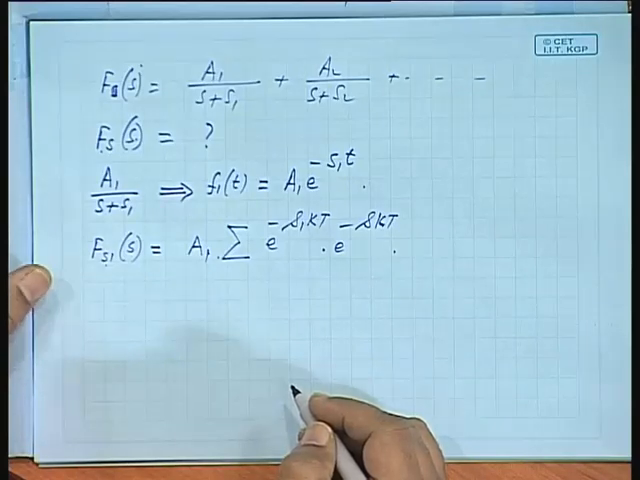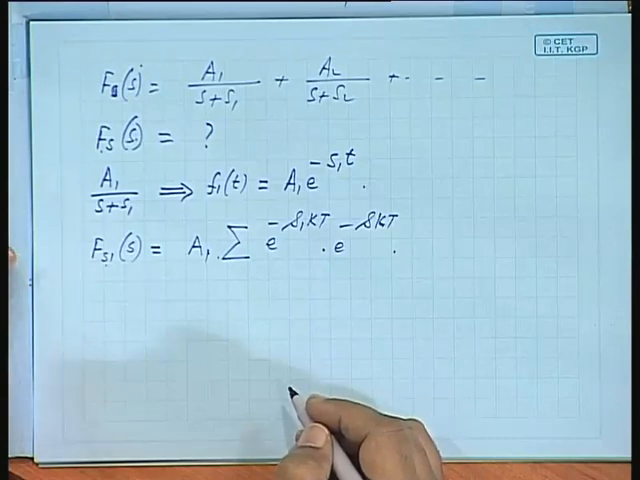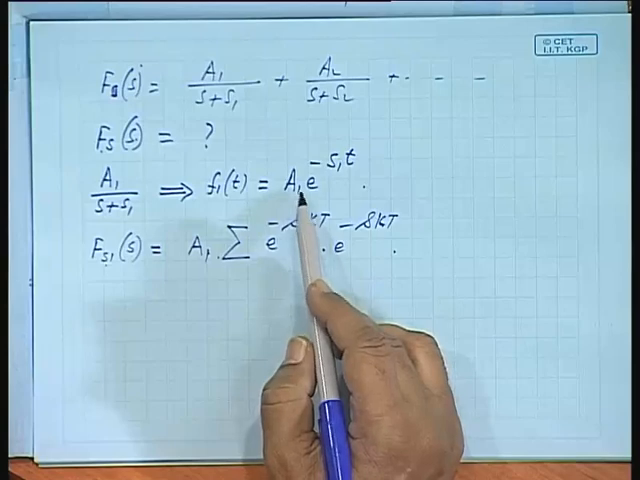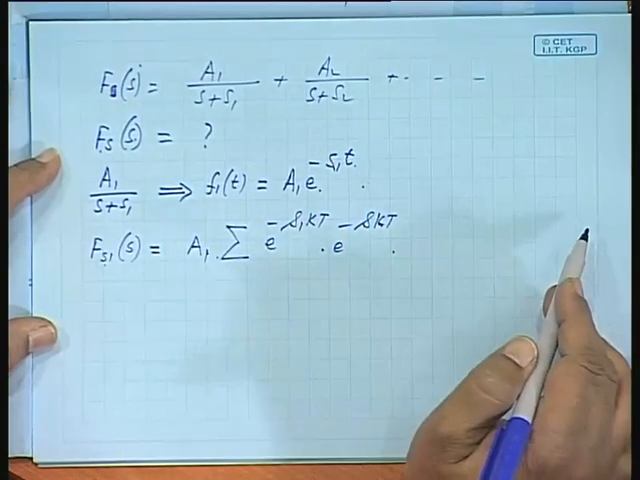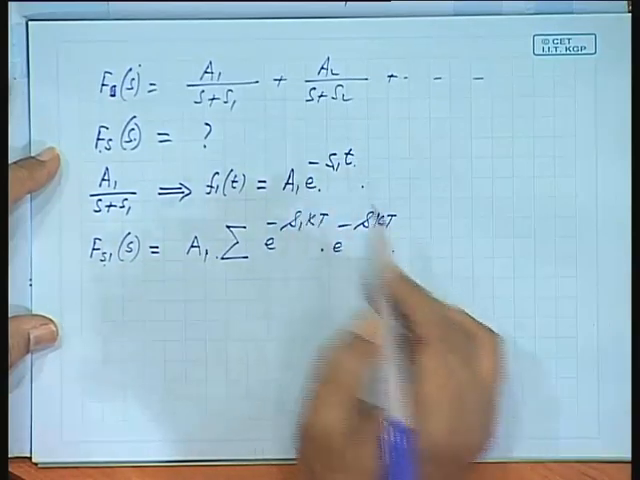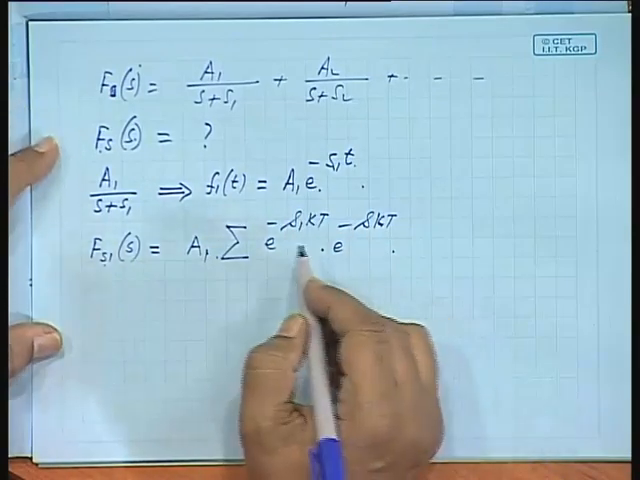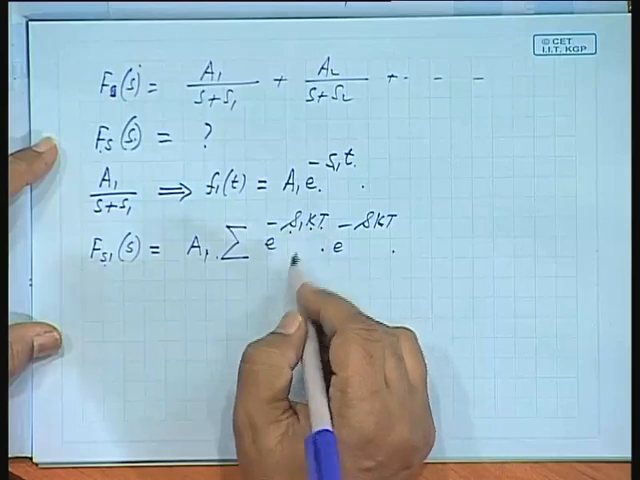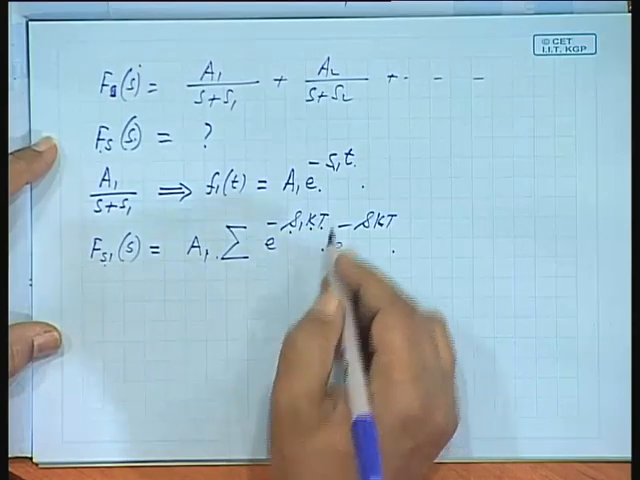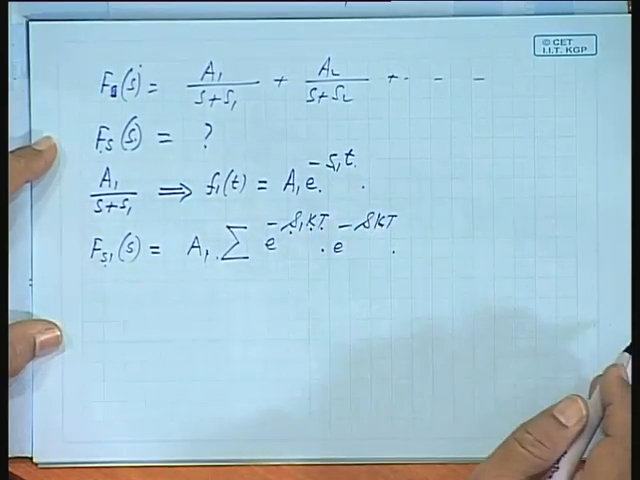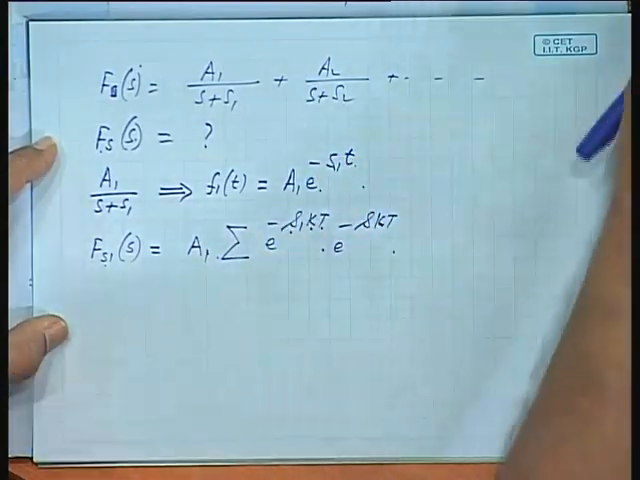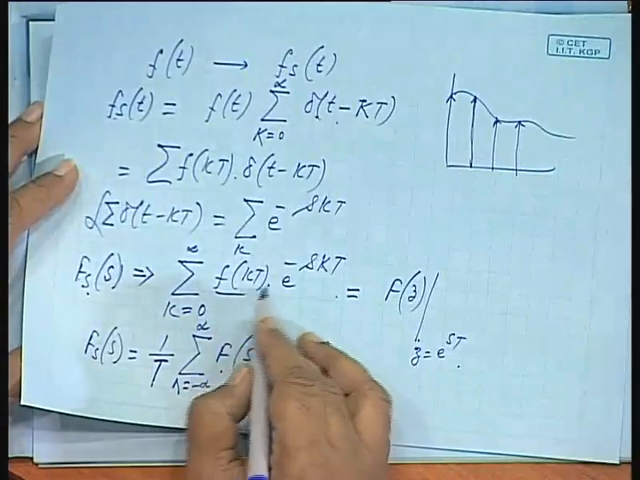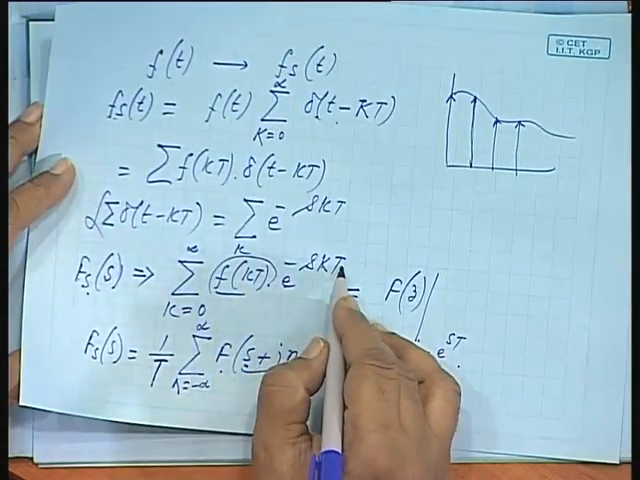Is that all right? Because this is e to the power minus S1 t, we are taking the Laplace transform of the discrete version of this. Mind you, S1 kt, I have just put t equal to kt. So, these are the magnitudes, and just in the previous step we have done f kt into e to the power minus S kt.